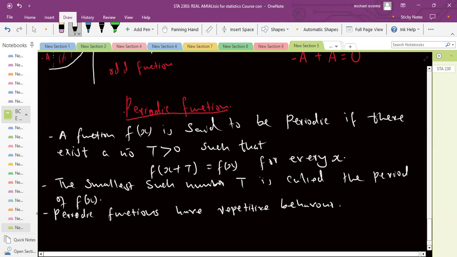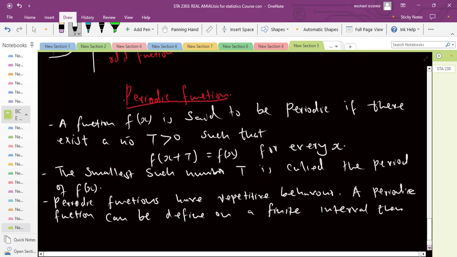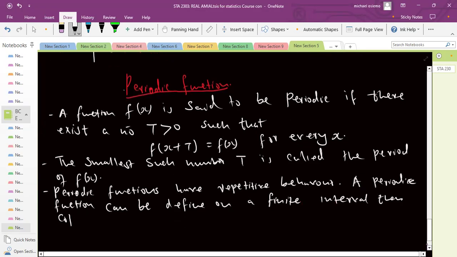Full stop. A periodic function can be defined on a finite interval, then copied and pasted so it repeats.